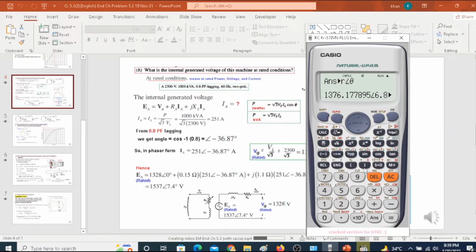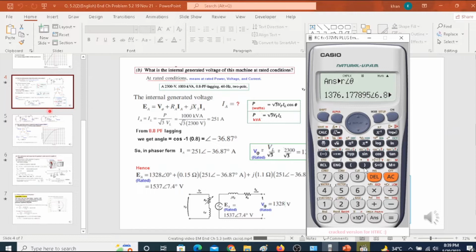This is given as 1000 kVA, and with root 3 times V_L, the terminal voltage is given as 2300 volts. So the current comes to be 251. Now this is the magnitude of the current. To use it in this phasor diagram, we have to find the angle as well, and the angle can be found from the power factor.